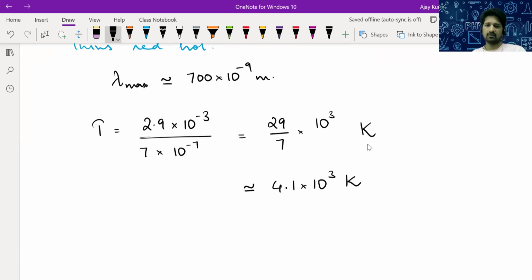Okay, 4000 Kelvin means on the Celsius scale, how much will it be? Like 0 Kelvin is minus 273 degrees C. From Kelvin temperature, you subtract 273, you will get Celsius temperature. So 4000 Kelvin in Celsius scale, if you subtract 273 from it, it will still be quite close to 4000. Okay, 3700 something. So at that high temperature, around 3700, 3800 degrees C, an object starts turning red hot.